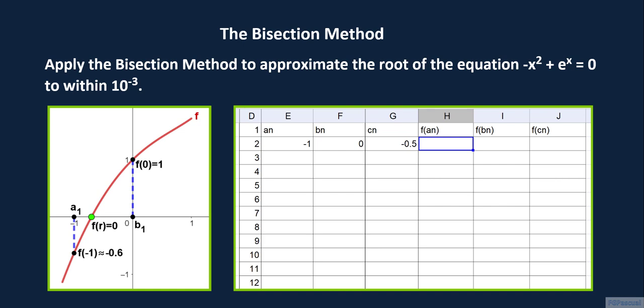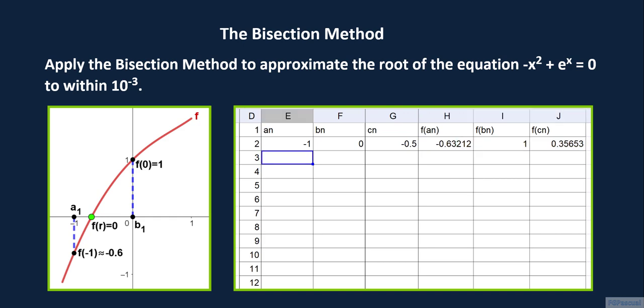F of a sub 1 also involves a formula, so we start the entry in cell H2 with an equal sign followed by minus a sub 1 squared. A sub 1 is in cell E2, so we have minus E2 squared, plus e with exponent a sub 1, and so we have e with exponent E2. Now that we have f of a sub 1, we can generate f of b sub 1 and f of c sub 1 by simply dragging the handle of f of a sub 1 all the way to cover f of c sub 1, or cell J2.